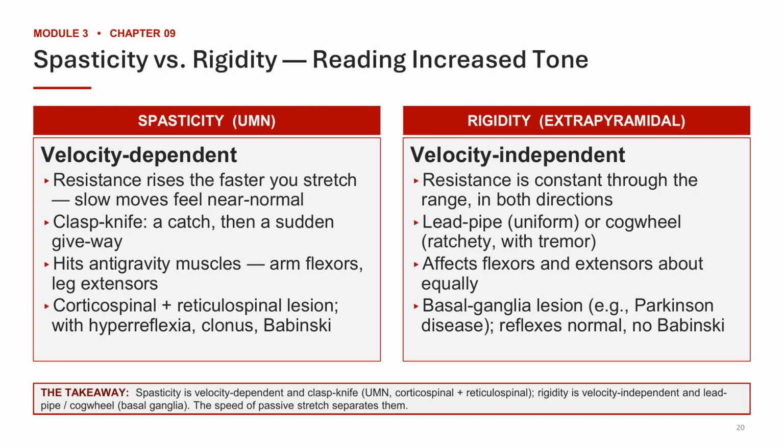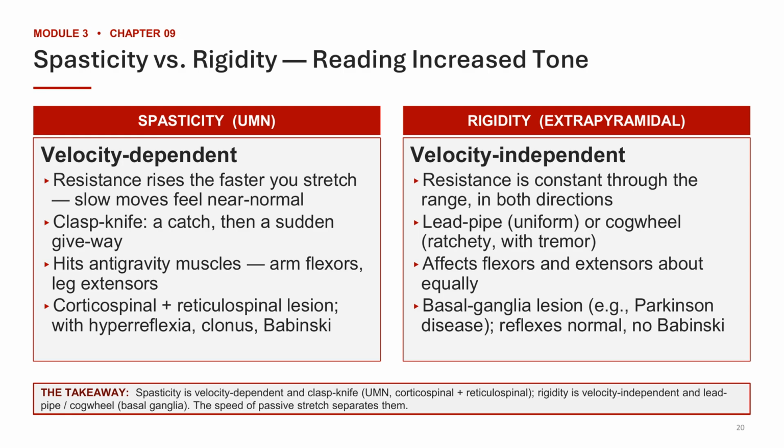Spasticity is the upper motor neuron pattern, and its defining feature is that it is velocity dependent. Move the limb slowly and it feels close to normal. Move it quickly and resistance rises sharply. You will feel the clasp knife phenomenon, a catch, then a sudden give way. It falls preferentially on the anti-gravity muscles, the arm flexors and the leg extensors. And it keeps company with hyperreflexia, clonus, and Babinski. Mechanistically, it follows a combined corticospinal and reticulospinal lesion.